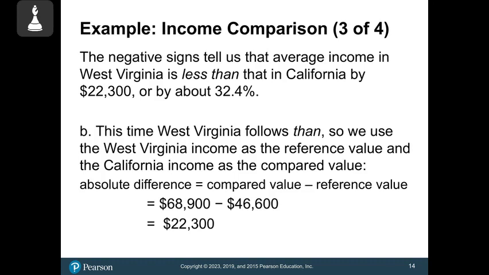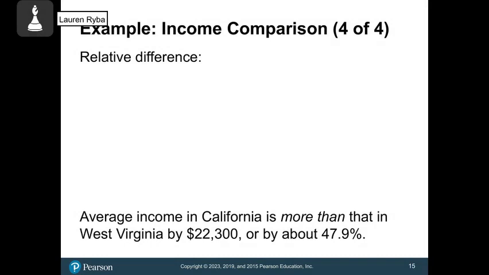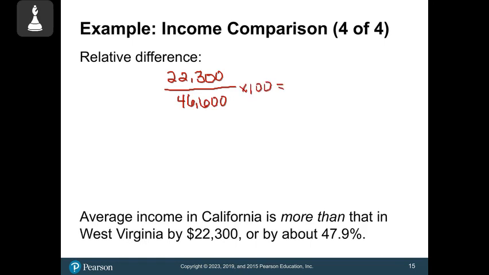So that means when we work the other way around and we want to figure out how much more California earns from West Virginia, the absolute difference is now going to be 68,900 minus 46,600. And I get that 22,300, but it's now positive because California is our first value, our compared value. To now calculate the relative difference, we're going to take that positive $22,300 and compare it to the reference value of West Virginia, which was 46,600, and times that by 100. This is going to give me 47.9%. So we found that California earns more than West Virginia by $22,300, which is about 47.9% more.